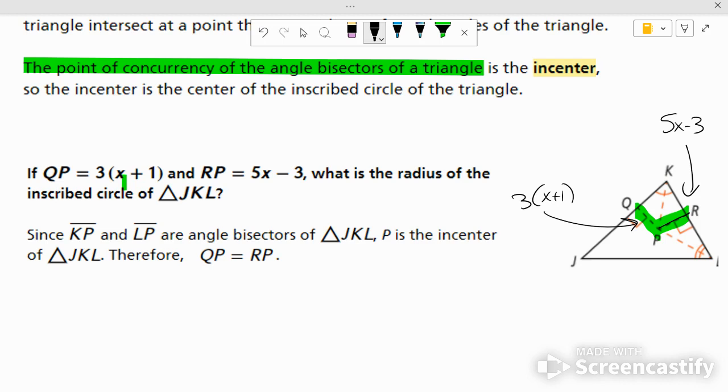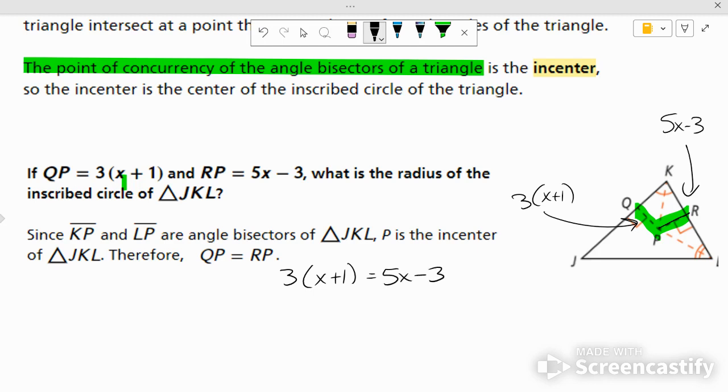So this point is equidistant from the sides of the triangle. So what do you know about these two expressions? If they're equidistant, they are equal. So we set them equal to each other. 3 times x plus 1 equals 5x minus 3.